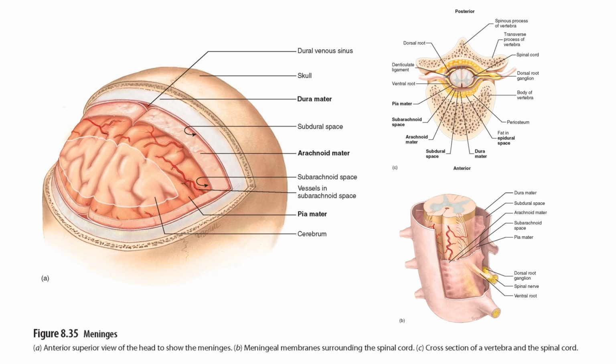So, these are the meninges. You see here the first image as the anterior superior view of your head, and then the second one, the letter B image, is the meningeal membrane surrounding the spinal cord, and then the C image is the cross-section of your vertebra and the spinal cord. So please make sure that you'll be able to memorize and identify the different meninges found in your skull or in your head and your brain. Okay? Even the spaces in your spinal cord.